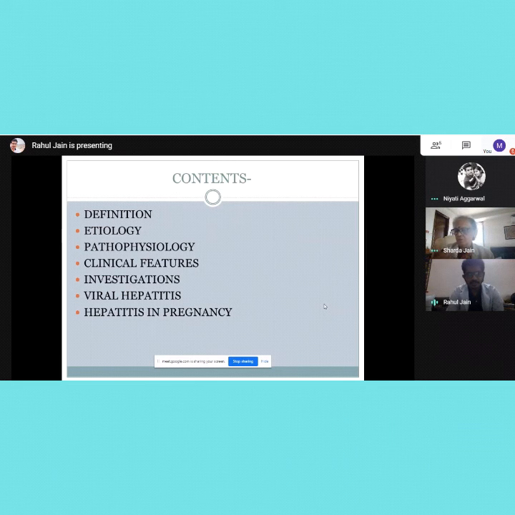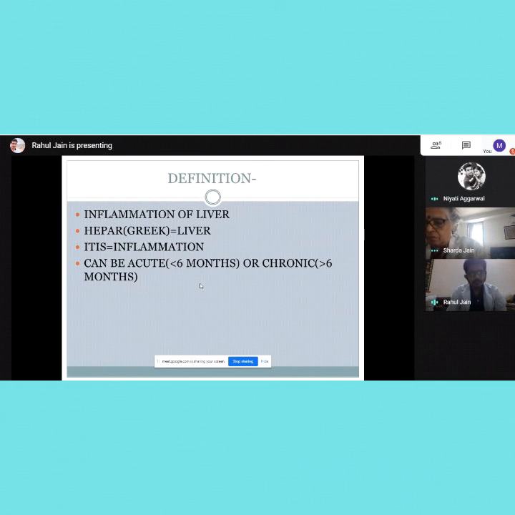So this is a basic structural framework that we'll be going through. First we'll discuss definition, etiology, pathophysiology, and then go on to clinical features and investigation. And in the end, there will be a brief discussion and a detailed discussion over viral hepatitis. Then going on to the definition first.